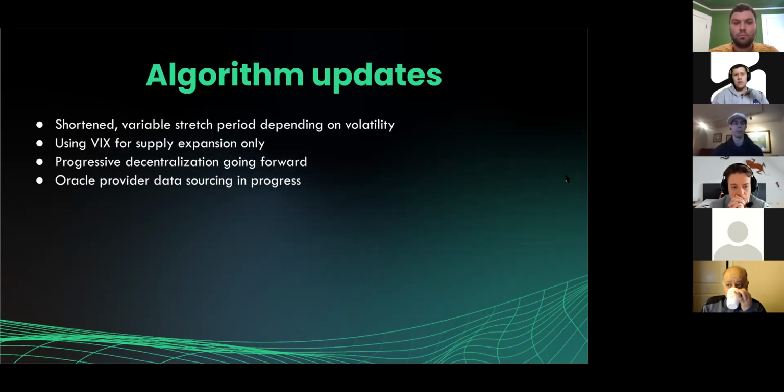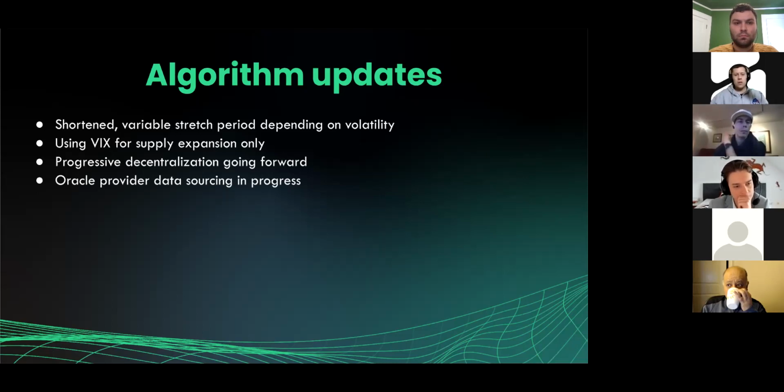Yeah, so algorithm updates: we shortened the stretch period, and we've also done, for the first time, a variable stretch period. I'm not sure how familiar you guys are with the stretch period. It's a very important part of Ampleforth's algorithm. Basically, updates to the supply are stretched out over 10 days, which means only about 1/10 of the effect takes place at once. So we're doing a variable stretch period depending on volatility. It's the first time it's being done. We've also updated the formula with the VIX, so it's going to be used for supply expansion only. And we're going to be progressively decentralizing this whole process of updating the algorithm going forward. Expect to see more decentralized governance on that.